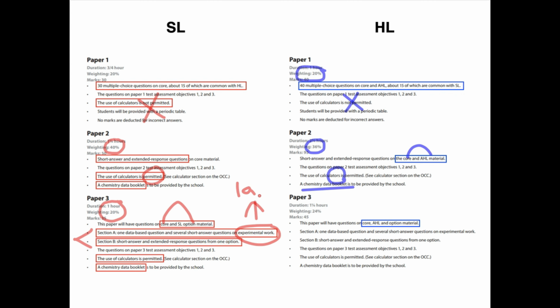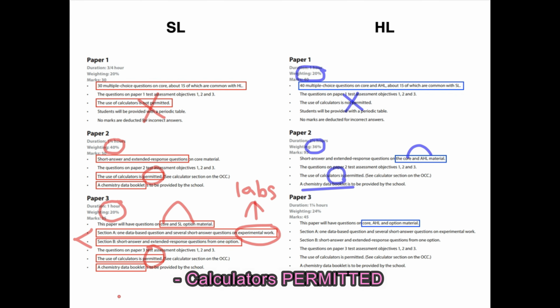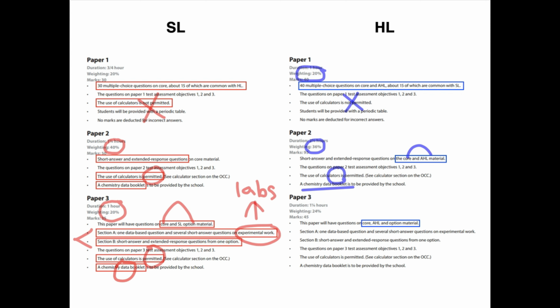This is your labs. Okay. Section B has short answer and extended response questions from one option topic. The use of calculators is permitted, and the data booklet will be given. For HL students, paper 3 will have a weighting of 24%. This paper will have questions on core, additional higher level, and option material.